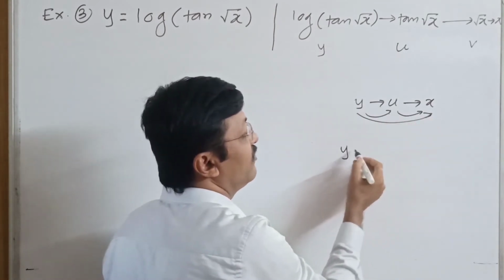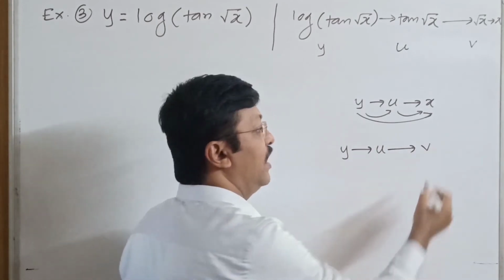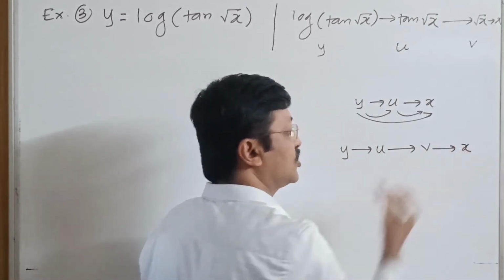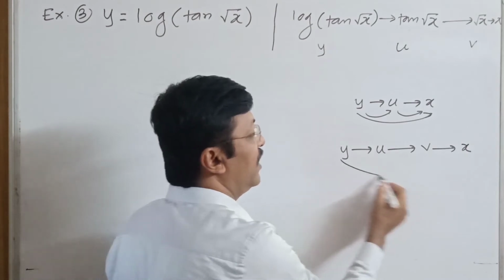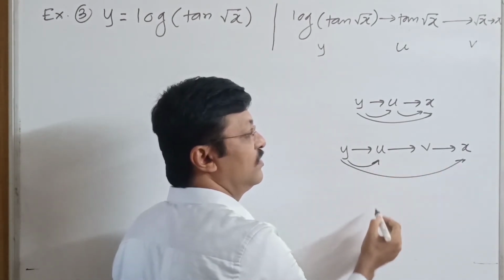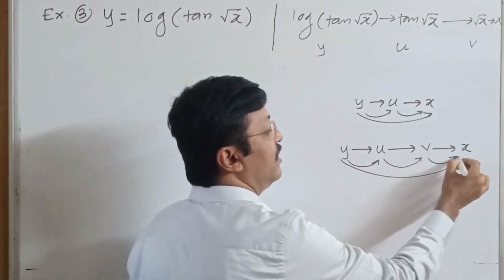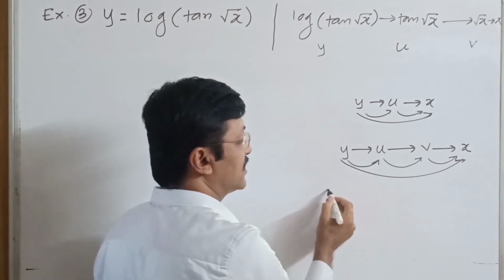But if y is a differentiable function of u, and u is a differentiable function of v, and then v is a differentiable function of x, then dy by dx is equal to, go through the chain like this, dy by du into du by dv into dv by dx. So how do you write dy by dx in this case?